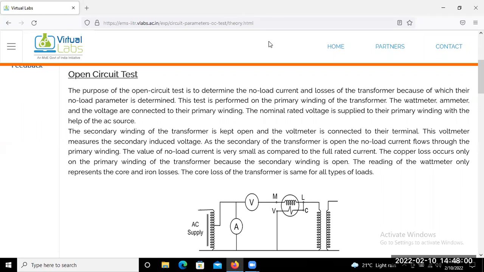Yes, sir. Clear. Okay, so this is all about the open circuit test. With this help, we can find out the core loss resistance, that means RC. Another parameter is the magnetizing reactance. How can we represent the core loss resistance and magnetizing reactance? RC and XM, you know, in the equivalent circuit.